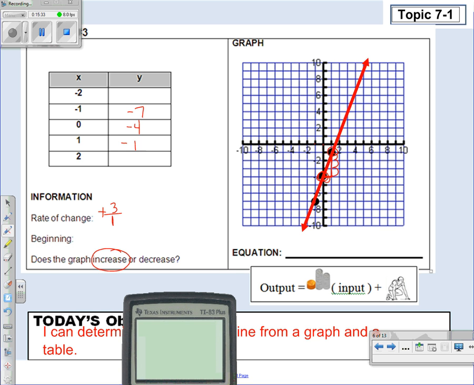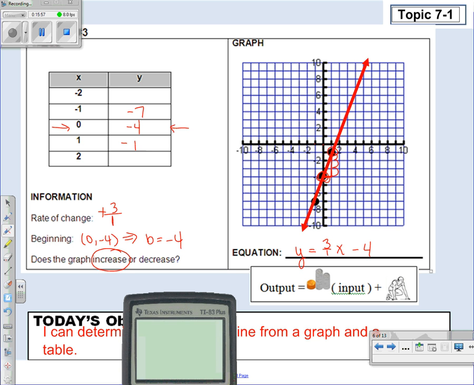The beginning point is at 0, negative 4. I can get that from my table or from the graph. This tells me the b is equal to negative 4. Therefore, my equation, output is y equals 3 over 1, it changes by 3 over 1, times input x, and I started off at negative 4.